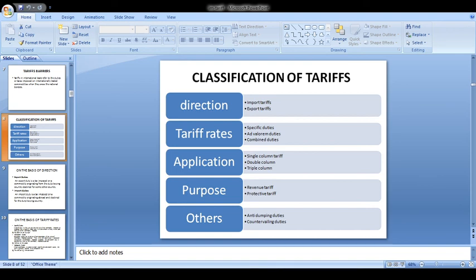Now, first, general and conventional. General will include the countries all around the world. Conventional will be like the countries with which I have friendly relations, or most favored nations. I'll have a different tariff system for them. Now, other is maximum and minimum. There might be some countries where I will be charging a maximum tariff, and there will be some favored nations or some countries where I will be charging the minimum tariff.